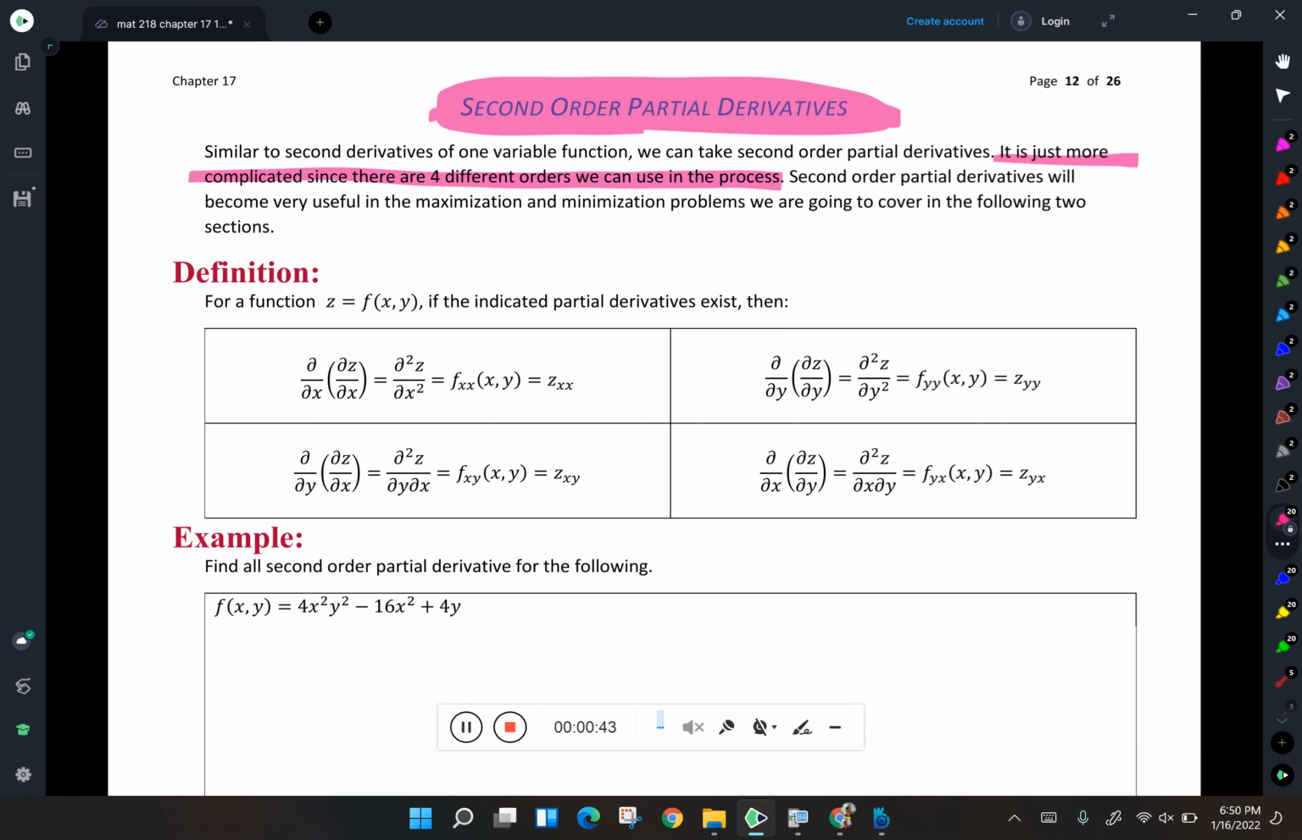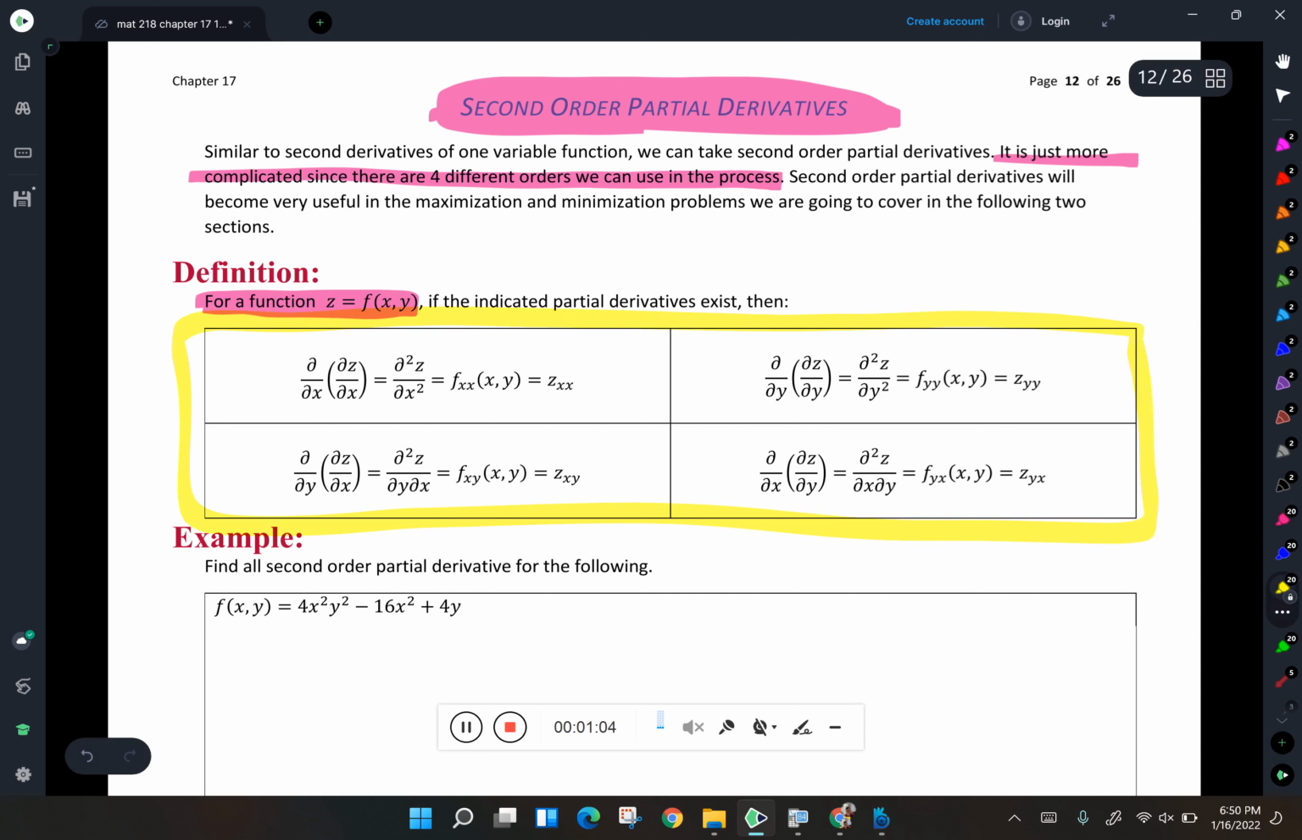What I mean by that is we could take an x and then another x. We could take a y and then another y. We could take an x and then take a y. Or we could take a y and then take an x. So if you have a 2-variable function, z equals f of x, y, then this table right here represents all the partial derivatives you could take.